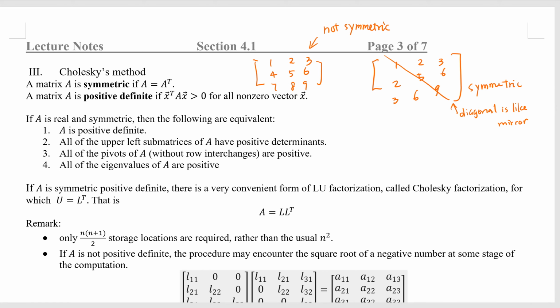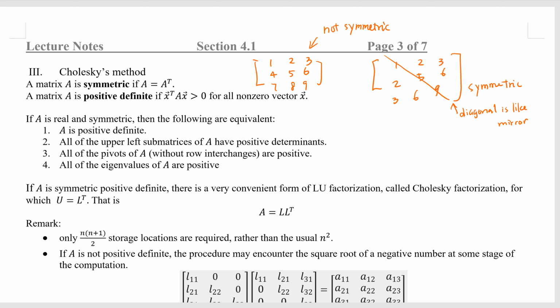Next, a matrix is positive definite if for any non-zero vector x, x transpose times A times x is greater than 0. Okay, that's positive definite. If A is real and symmetric, then the following are equivalent. So if A is real, so all the entries are real numbers, and if A is symmetric, then the following are equivalent: A is positive definite, or all of the upper left submatrices of A have positive determinants, or all of the pivots of A without row interchange are positive, or all of the eigenvalues of A are positive.